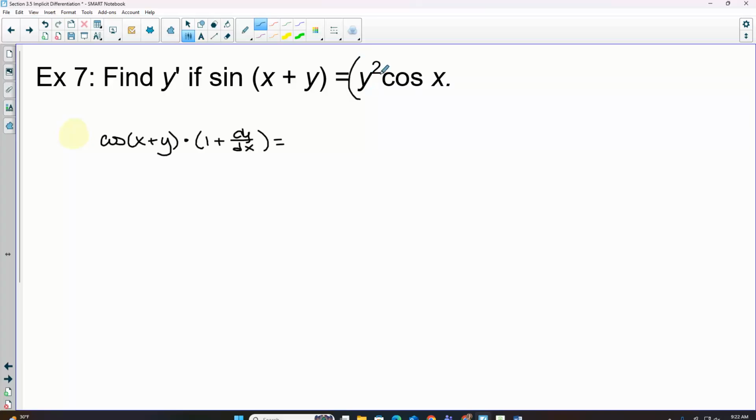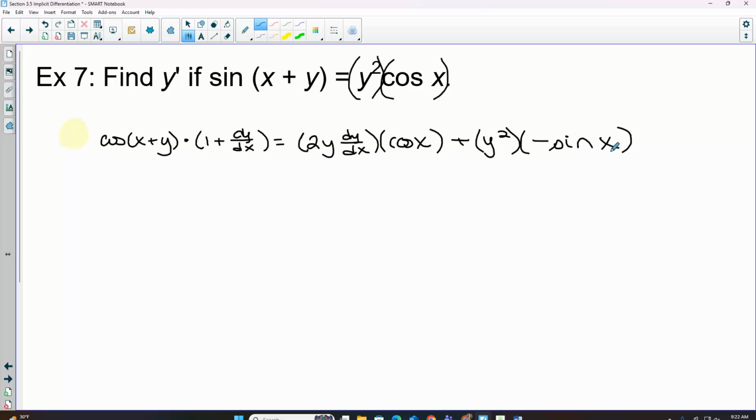Equals. Over here, I have y squared times the cosine of x. So we have to do the product rule. So derivative of the first. Derivative of y squared would be 2y dy dx, times the second plus the first times the derivative of the second. Derivative of cosine is negative sine x. If you were thinking chain rule, derivative of the inside, what's the derivative of x? 1. So there's nothing wrong with trying to do the chain rule there, you'll just be multiplying by 1.